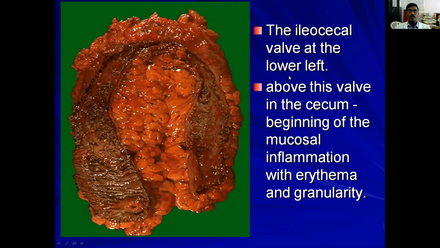Here you can see this ileocecal wall. Above this wall, you can see the beginning of mucosal inflammation with erythema and granularity. Okay, erythema and granularity.